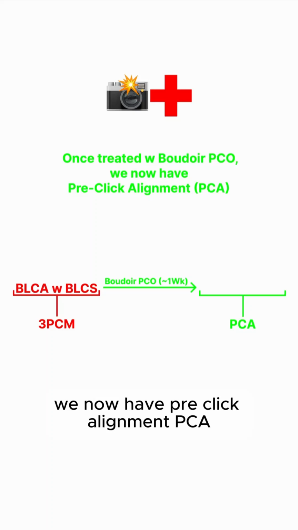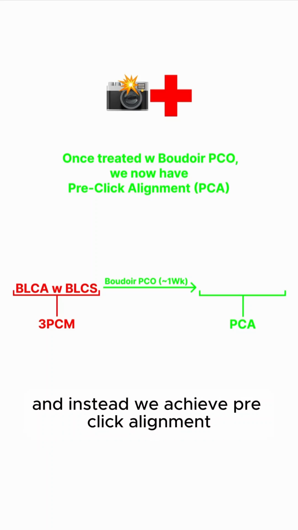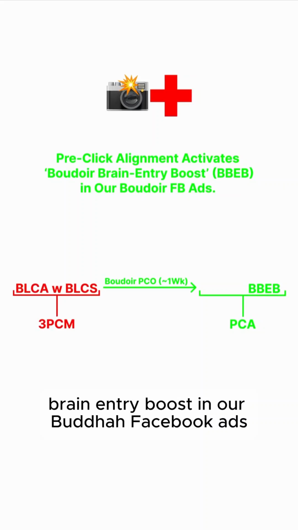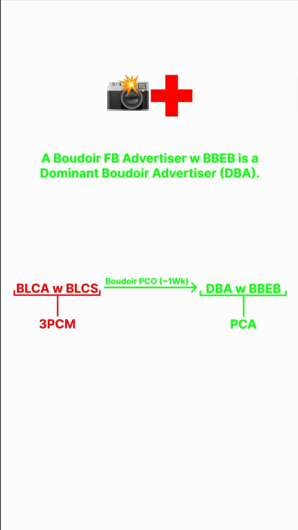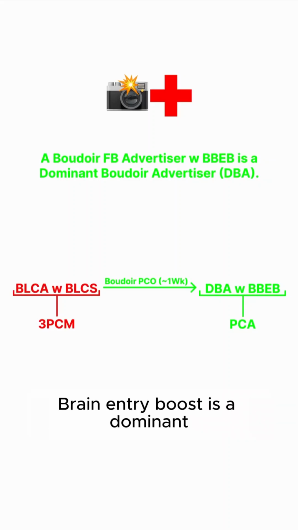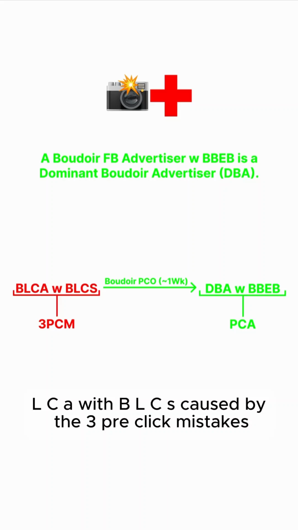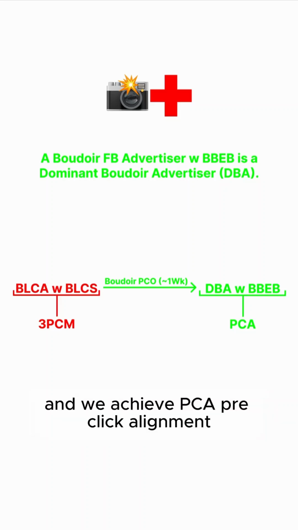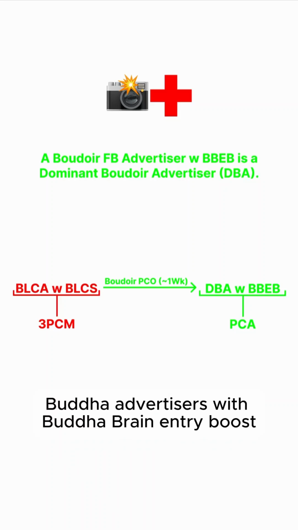And once treated with Boudoir Pico, we now have pre-click alignment, PCA. So we get rid of the 3 pre-click mistakes, and instead we achieve pre-click alignment. Now, pre-click alignment activates Boudoir brain entry boost in our Boudoir Facebook ads. It basically means we finally got our unique CTR all above 6%. And a Boudoir Facebook advertiser with Boudoir brain entry boost is a dominant Boudoir advertiser, a DBA. So this is our universe. Got a BLCA with BLCS, caused by the 3 pre-click mistakes. Solution is Boudoir Pico, takes about a week. And we achieve PCA, pre-click alignment, and we become dominant Boudoir advertisers with Boudoir brain entry boost.